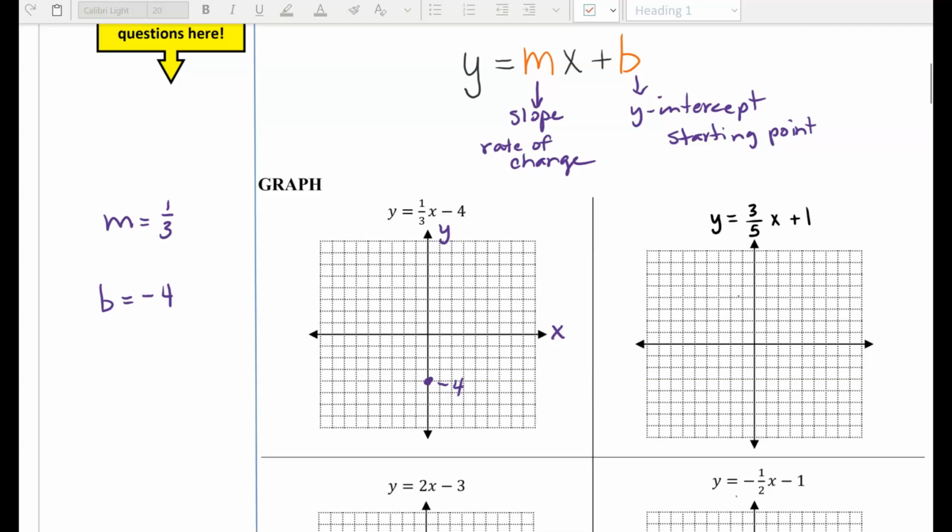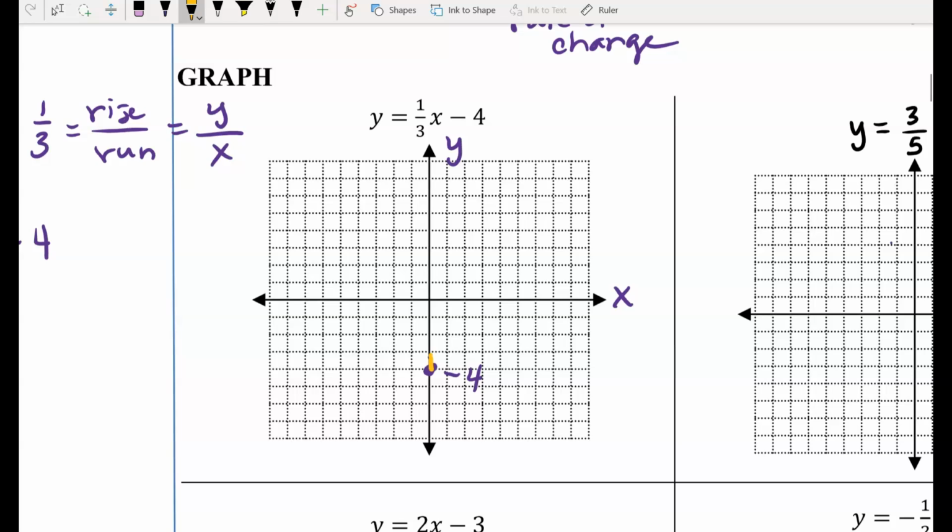My slope is 1/3. Slope is rise over run. You've heard that before. Slope is how fast are your y values changing as your x value changes. So I'm going to change in a y direction first, and then I'm going to change in an x direction. My y direction is going to change by 1, so starting at my y-intercept, I'm going to go up 1, and then let me change colors on this. So you can see from the -4, I go up 1, that's a y direction, and then I'm going to go 3 in the x direction, and then I'm going to put a point there.